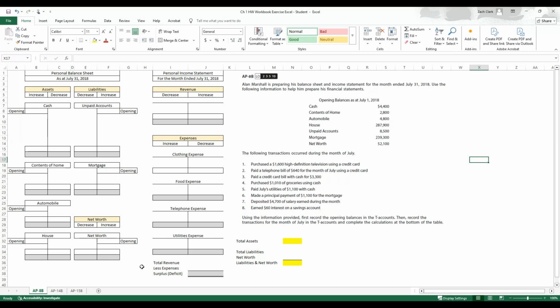In addition to learning the foundational accounting skills, I hope in this class that you can walk away with some Excel skills and just having the experience in Excel, completing the homework workbook exercises this way.